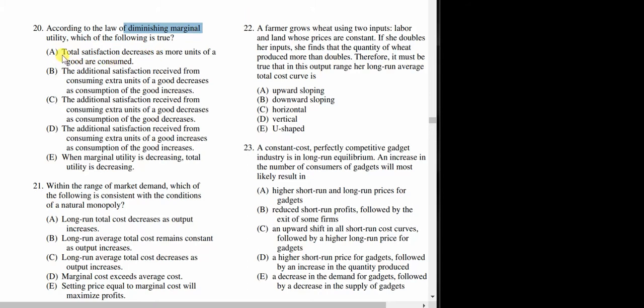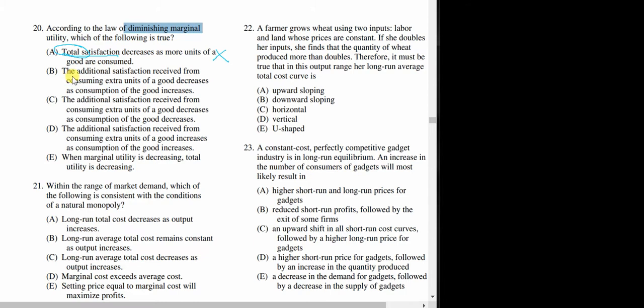Total satisfaction decreases as more units of a good are consumed. Now, it's easy to say that this one is right, because when you get to the 100th one, your satisfaction decreases, but it's the satisfaction of just that 100th additional cookie. Your total satisfaction doesn't just go to zero because somebody gave you the 100th cookie. In fact, it still increases, but it increases very slowly. So because this is the total satisfaction, this would not be the correct choice for diminishing marginal utility.